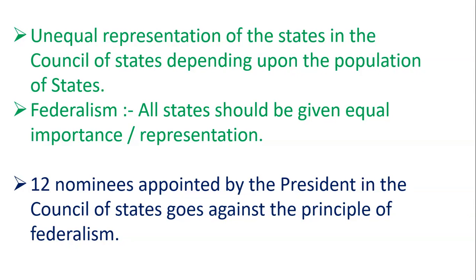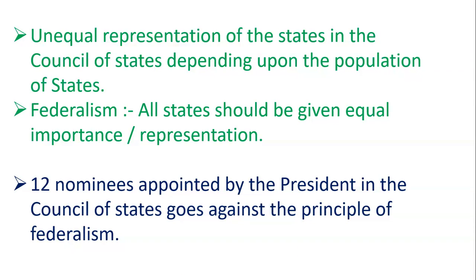I have told you that the total membership of Rajya Sabha is 245. Out of that, 233 members are elected and 12 members are nominated by the President of India. So these 12 members are actually the agents of the central government. They will do whatever the central government says. Now this is again against the principle of federalism. So this is again a unitary feature of the Indian Constitution.